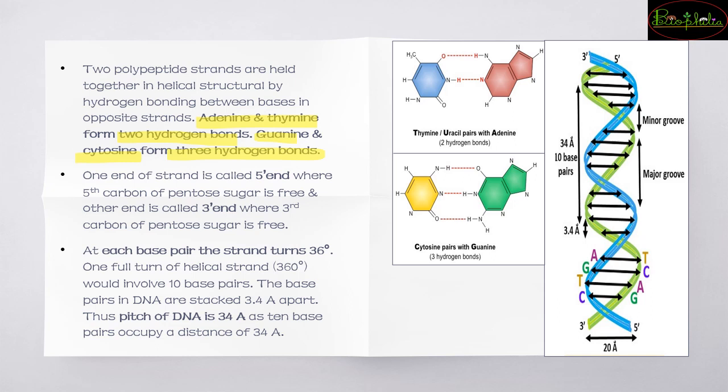Then next part we have to see कि 5 prime end जो होता है, this 5 end is going to be what part? It is going to be the 5th carbon. Why is it 5 prime? Because it is the 5th carbon of the pentose sugar that is free, whereas the other end, that is 3 prime end, उसको बोला जाता है because at that position the 3rd carbon of the pentose sugar will be free. So that is the reason why it is called 5 prime and 3 prime end of the polynucleotide.